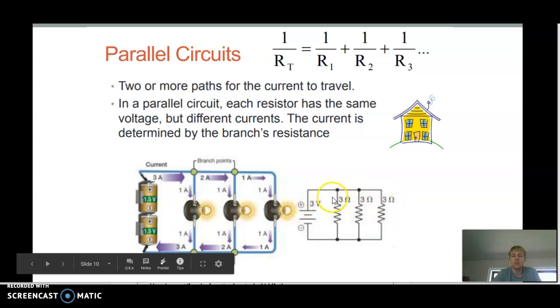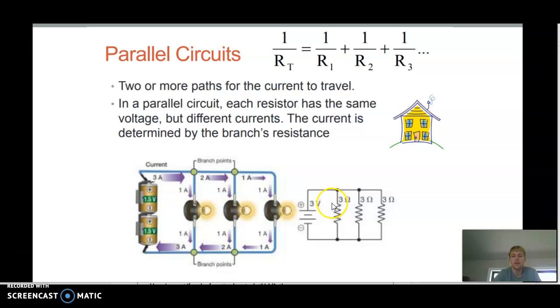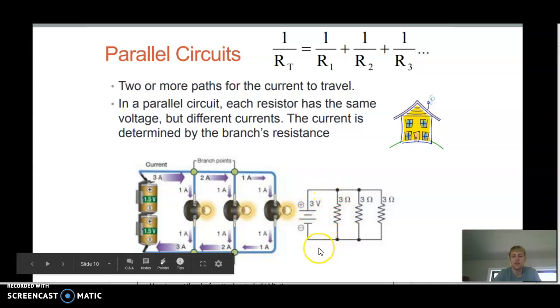So the voltage drop across each of these components will actually be 3 volts. 3 volts here, 3 volts here, and 3 volts here. The voltage drop is the same across any path. If we go through here and go back to the source, 3 volts will be going through, and same thing for all of these other paths.